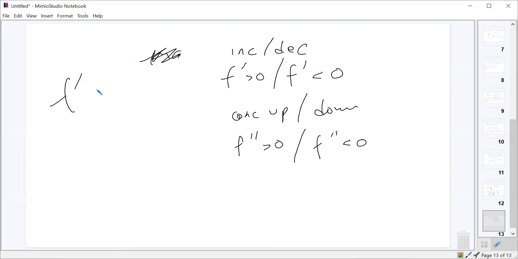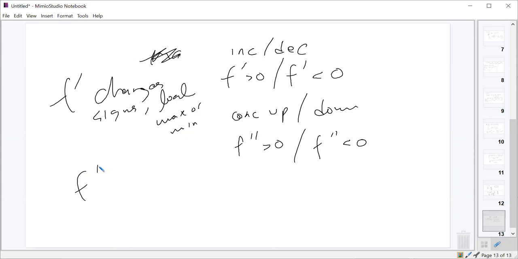If f prime changes signs, we've got a local max or min. If f double prime changes signs, we've got a point of inflection. And remember that f prime can change signs both at a place where the derivative is equal to 0 and at a place where the derivative is undefined. Same with a point of inflection. F double prime can change signs at a place where the second derivative is 0 and at a place where the second derivative is undefined. Everybody good with that, I hope, so far?